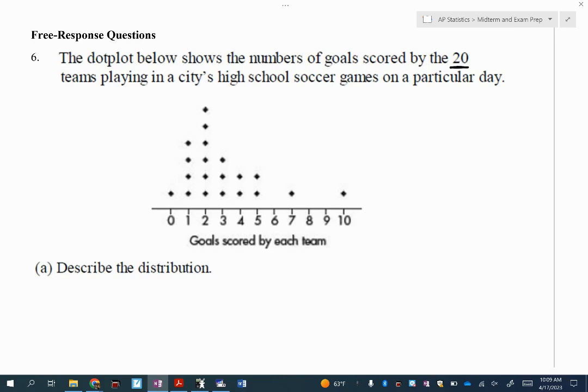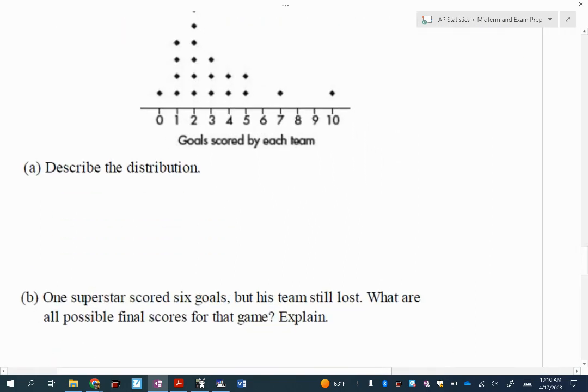When you see a histogram, when you see a dot plot, when you see a box plot, you should be thinking about 3 words to describe a distribution. Do you guys remember those words? Shape, center, and spread.